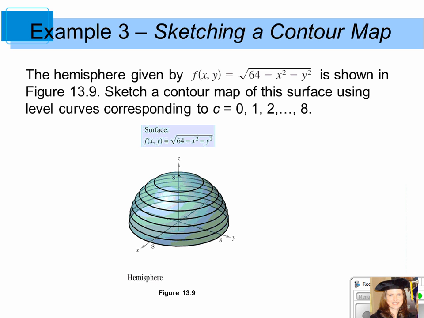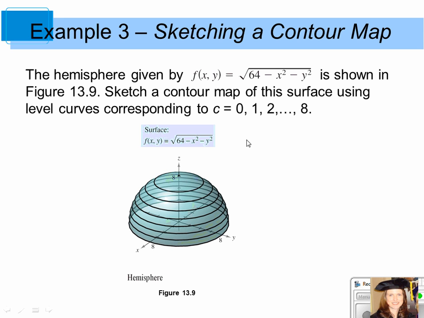Here's an example of sketching a contour map. The hemisphere given by f of x y equals the square root of 64 minus x squared minus y squared is shown in figure 13.9. Sketch a contour map of this surface using level curves corresponding to c equals 0, 1, 2, all the way up to 8. Now it is important that these level curves are equidistant in terms of you want the same increase in elevation each time. You don't want to increase by 1 the first time and then up to 3 the next time. You want them to be equally spaced out in terms of the z elevation.